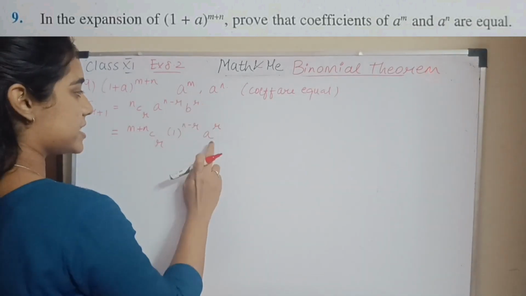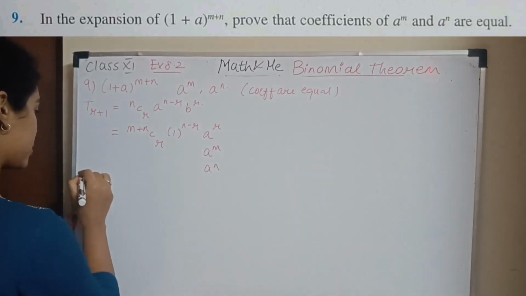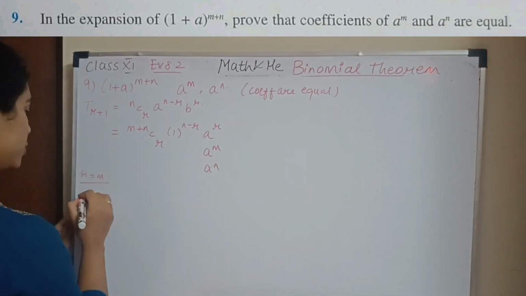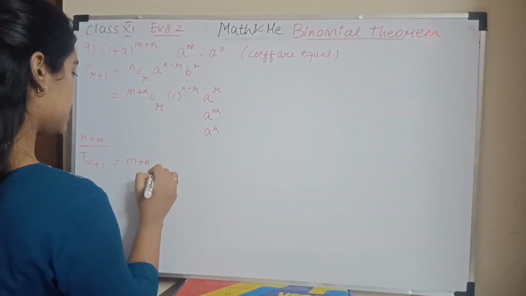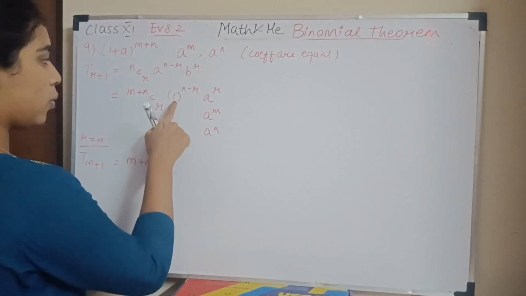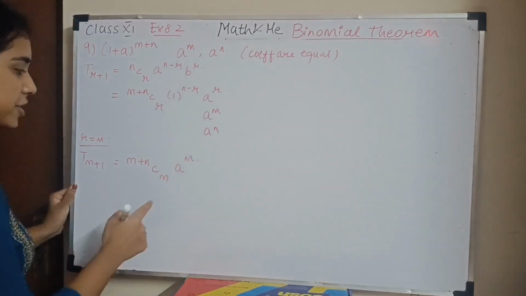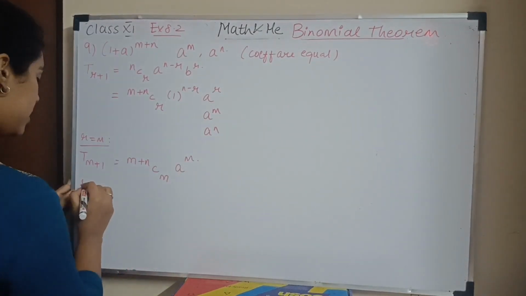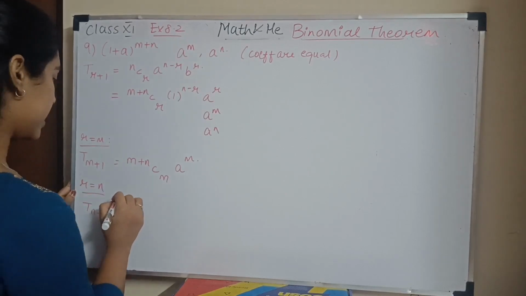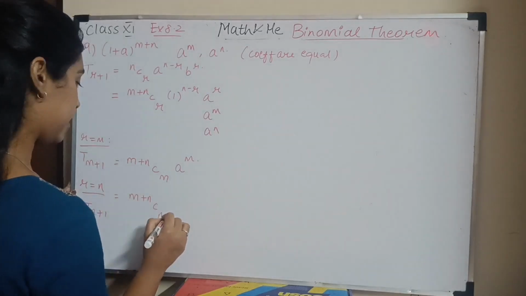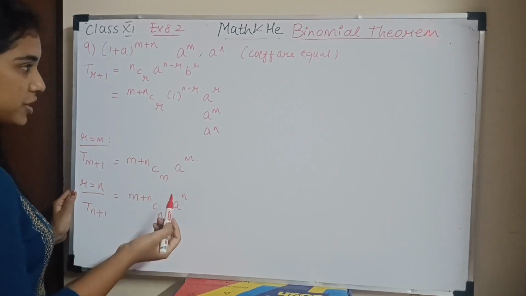So when I compare, I see that I need to have a to the m and a to the n. So when my r is m, let me substitute: T(m+1) is (m+n)Cm. Instead of r, I am putting m. 1 to anything is 1, so I am neglecting that term. I have a to the m. So the coefficient of a to the m is this. Similarly, when my r equals n, I substitute: T(n+1) equals (m+n)Cn a to the n. Now I need to prove that this coefficient and this coefficient are equal.